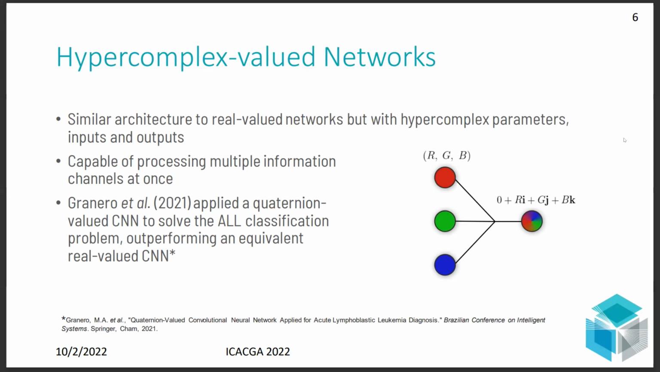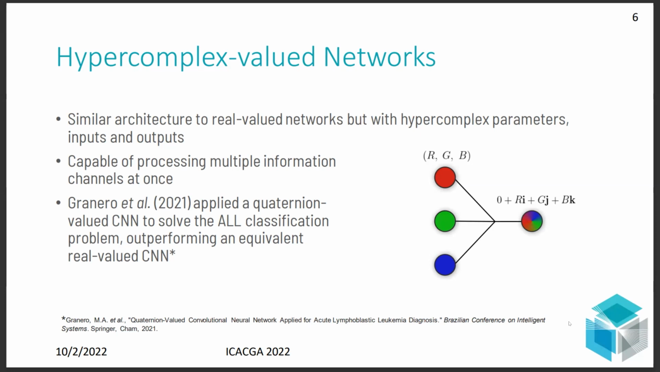So there is this publication here by Granero et al. from last year, where they applied a quaternion valued CNN to benchmark this data set, and they obtained a very nice performance. My co-authors did a previous paper where they got that same neural network and put it in a quaternion format, and they were able to obtain very good results.